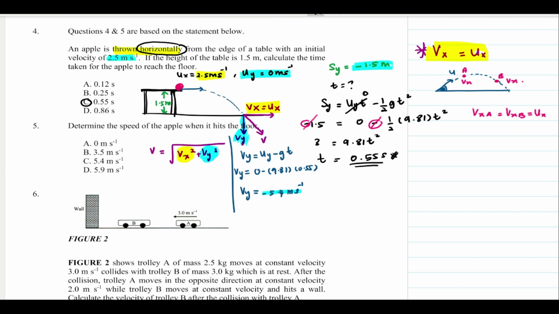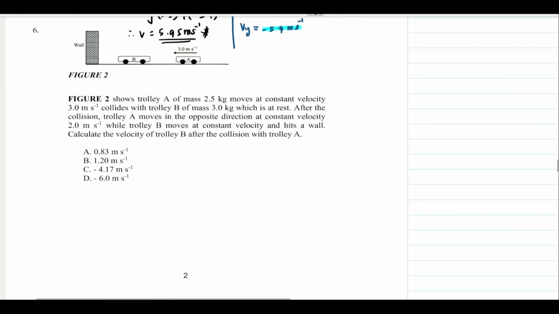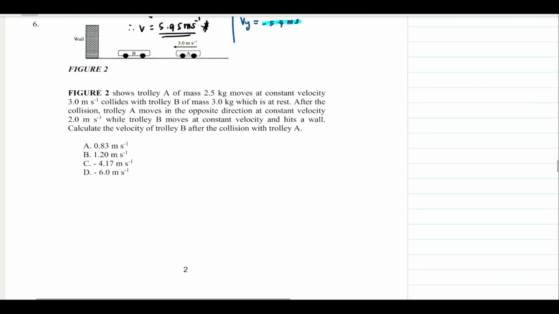So let's substitute in the calculation. Okay, so V is equal to, you substitute lah. Vx tadi kita tahu 2.5. Okay, plus negative 5.4. Okay, therefore V you akan dapat 5.95. Kalau saya dapat 5.95. Okay, so yang paling hampir adalah D lah. Okay, 5.9. Alright. Okay, so now let's proceed to question number 6.